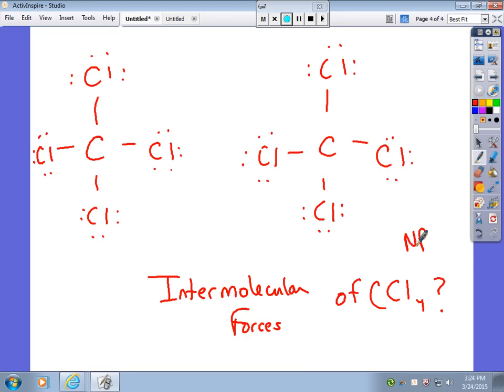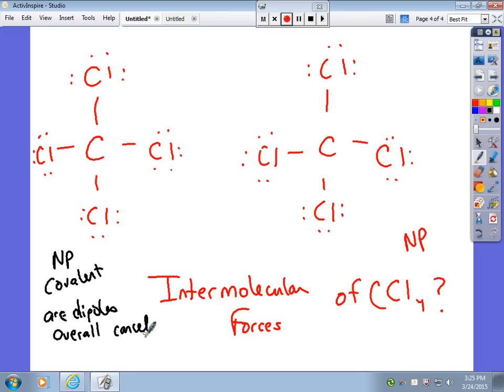So I would say, okay, what do I know about this? I know that these are nonpolar covalent molecules. And if I know it's nonpolar, you can put NP. They're both nonpolar covalent molecules. There are dipoles, but overall they cancel.